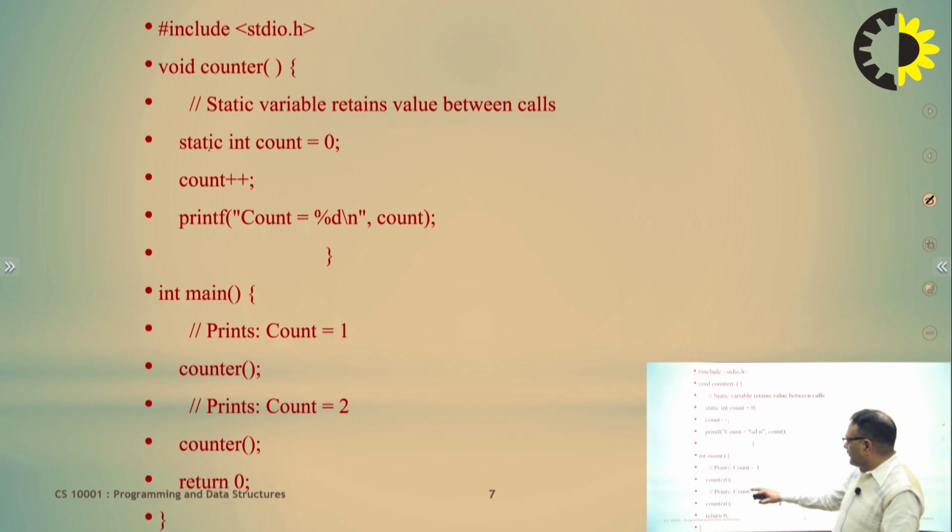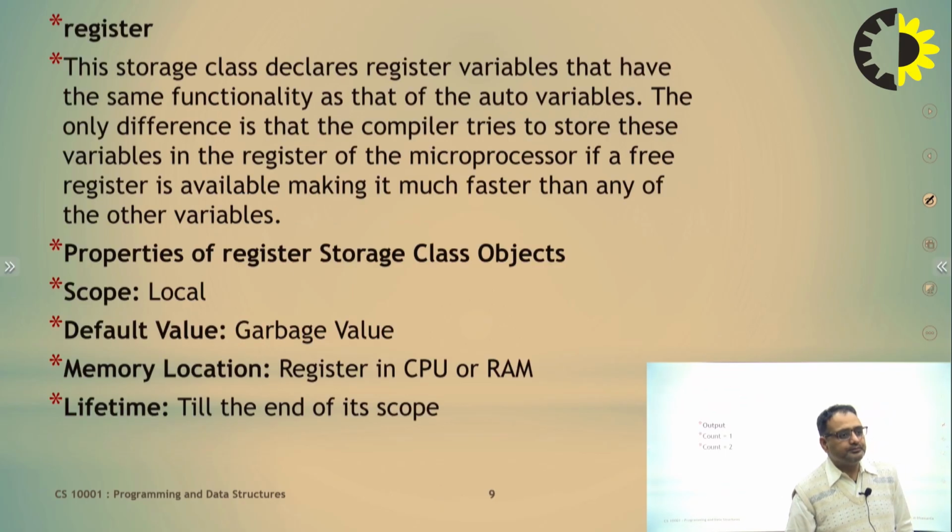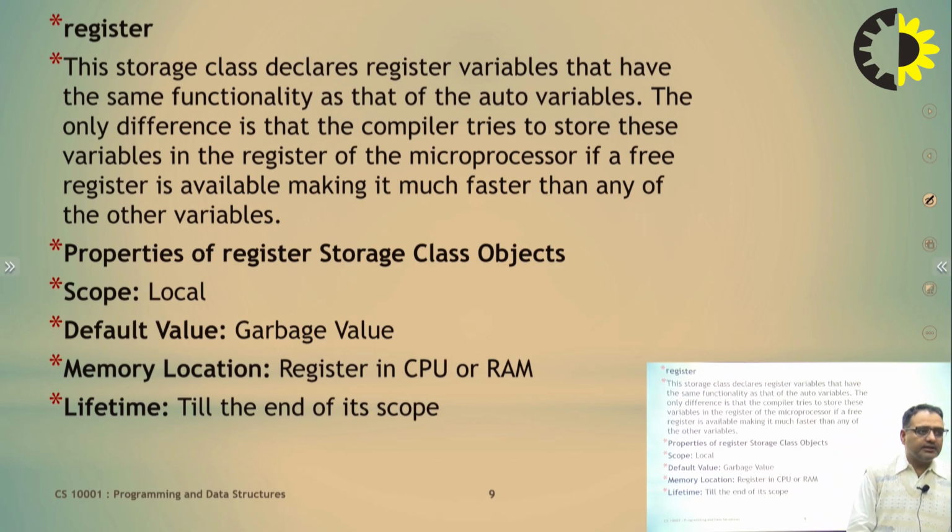Firstly, when the counter function executes, the value of count is 1. The second time, when the counter function executes, the count value is 2, through the concept of static. Next, third is register.